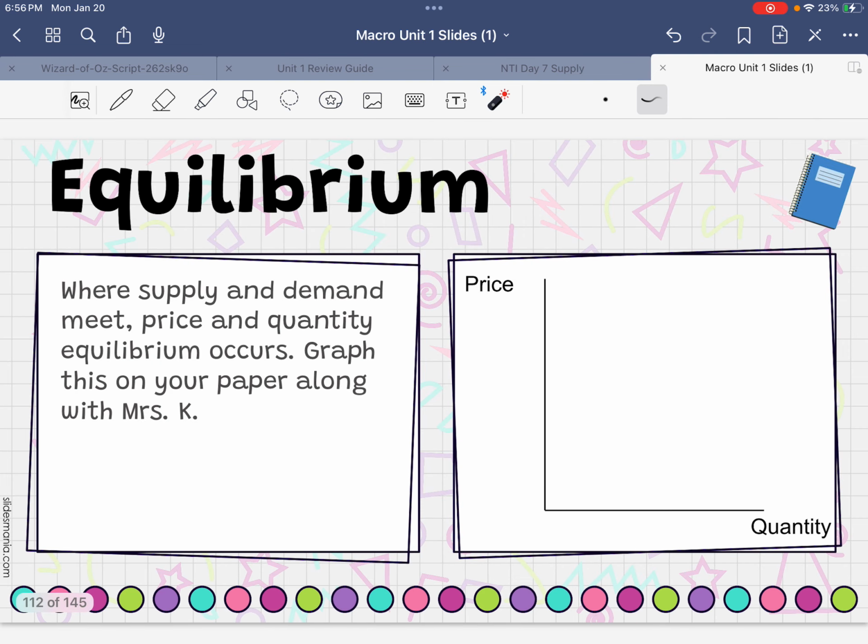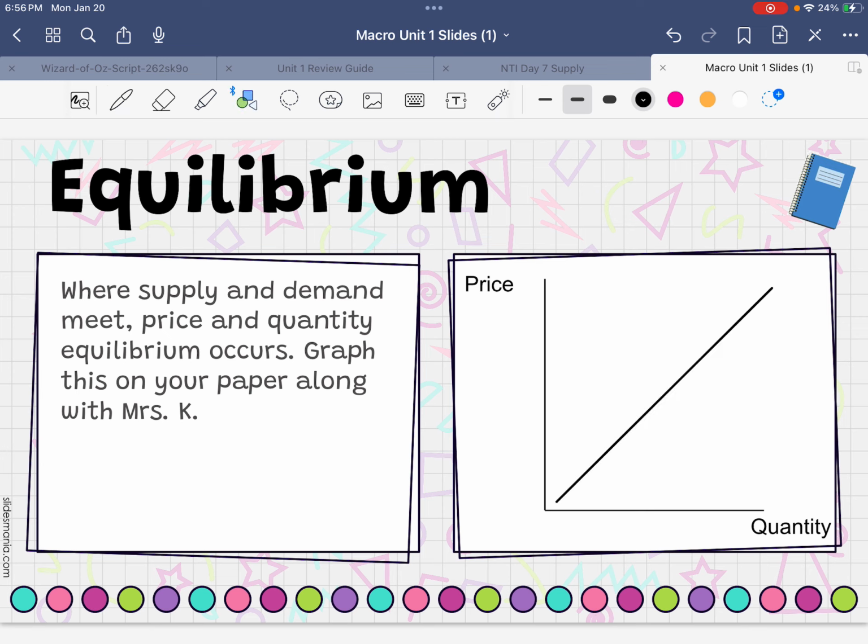So, equilibrium is where supply and demand meet and where price and quantity are set. Suppliers will only supply so much at a certain price point, and demanders will only demand so much at a certain price point. So I want you to graph this on your paper along with me. In the blank space, you would have an X and Y axis, label it price and quantity. We're going to do theoretical here, so no numbers yet. We'll do numbers here in a minute.